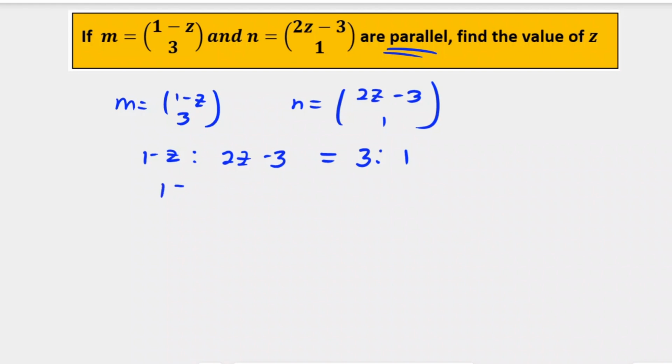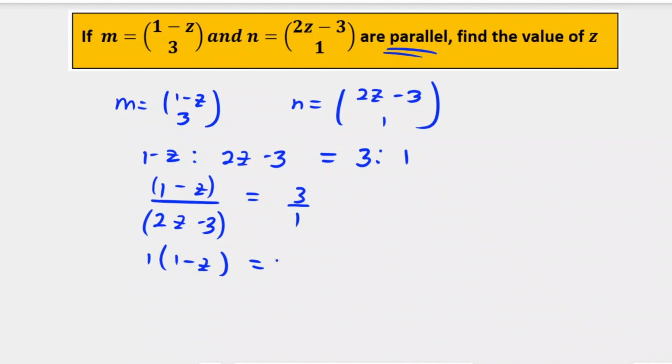Now let's write them as common fractions. So 1 minus z, we're going to get this out of 2z minus 3. Now, you should know that these are binomials, so they can be kept in brackets. It is equal to 3 on 1. So what do we do next? We have to do cross multiplication. So once you multiply, we're going to get 1 times (1 minus z) equal to 3 multiplying (2z minus 3). So this is what we have.